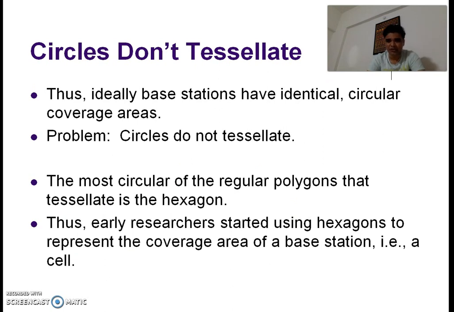Problem: circles do not tessellate. If you try to cover the area with circles, either they will leave a gap or they will overlap. The overlap, or the intersection of the area covered by two circles, will be served by two base stations, or the gaps will not be served by any base station. The most circular of the regular polygons that tessellate is the hexagon. Thus, early researchers started using hexagons to represent the coverage area of the base station, that is, the cell.